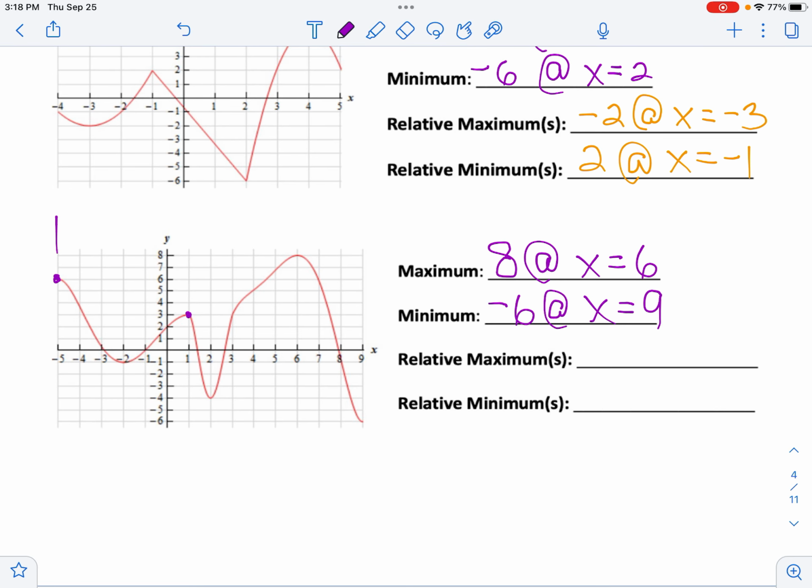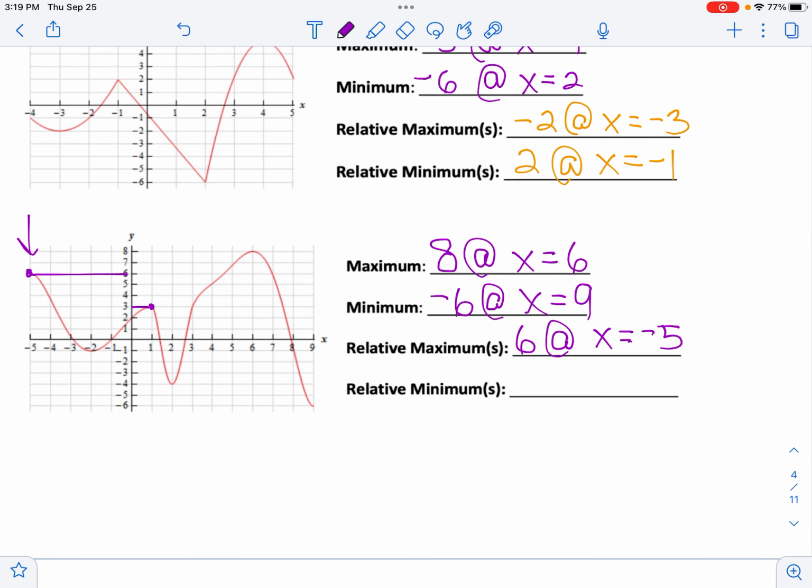Let's start with this one over here. That would be, it gets up to a height of 6 at x equals -5. And also a height of 3 on this one. That's our next one, I guess, 3 at x equals 1. I should have written that smaller, but you see how that works.